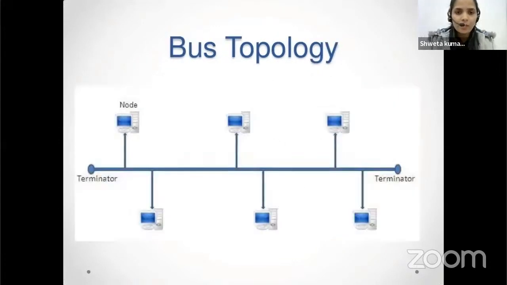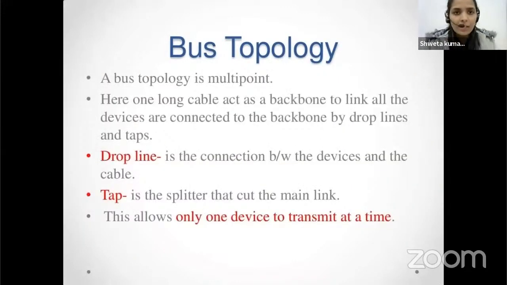Next, we have bus topology. Here we have a single cable wherein various nodes have been attached to it. Basically, multi-point is multi-configuration. We have learned about line configuration, wherein we pass the data in a single cable and various nodes can access that data. Here, a long cable acts as a backbone to the link. All the devices are connected to the backbone by drop lines and taps.